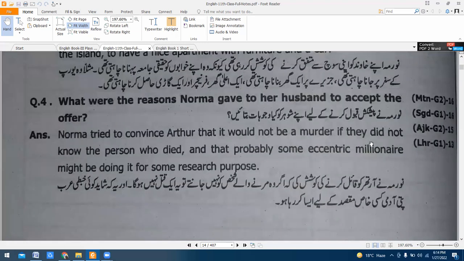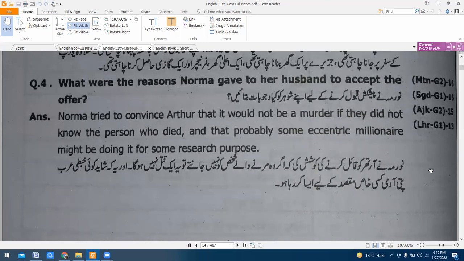Now question 4. What were the reasons Norma gave to her husband to accept the offer? Norma tried to convince Arthur that it would not be a murder if they did not know the person who died, and that probably some eccentric millionaire might be doing it for some research purpose.